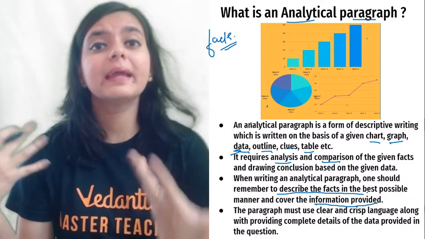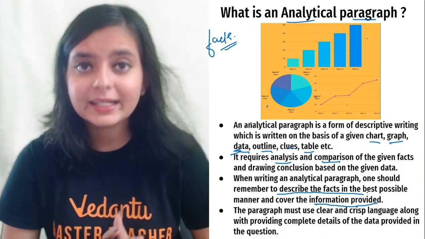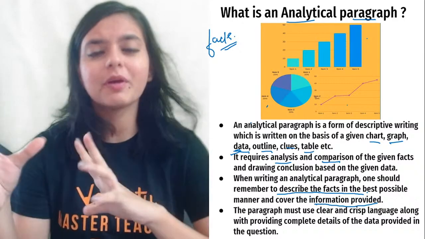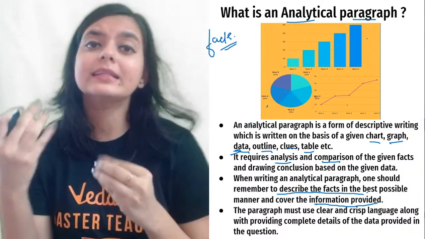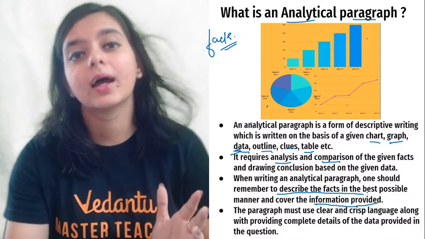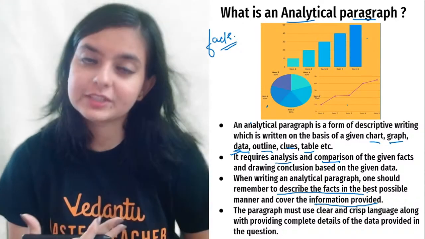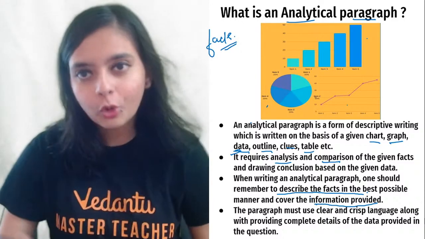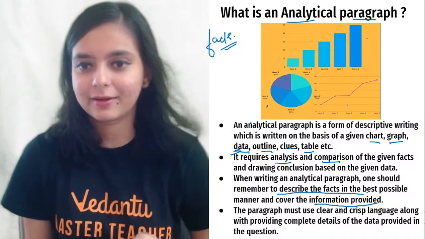So it should be simple, it should be lucid, it should not be given in a roundabout manner, right? So euphemisms should be avoided. What are euphemisms? A euphemism is when, instead of saying something in a very straight-cut way, you use flowery language for that particular word. So that kind of flowery language is a strict no-no when you come to an analytical paragraph, right?